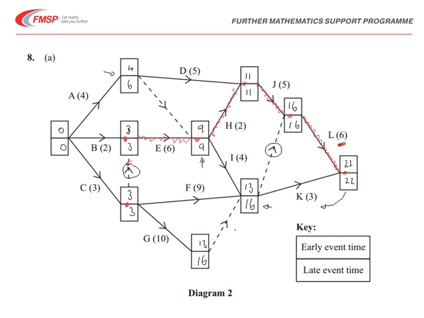And then it comes down this dummy here and then via C. So looking at those in turn, the critical activities are C, E, H, J and L.